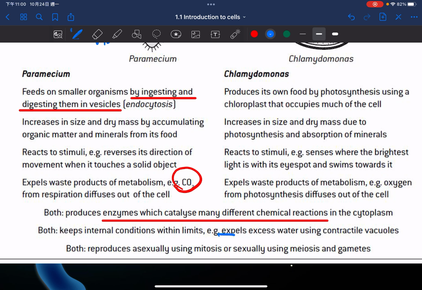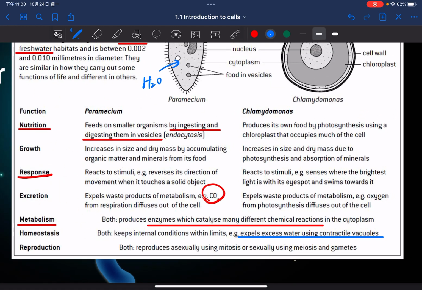For example, it expels excess water using contractile vacuoles. Contractile vacuoles. Okay, in Chinese, 伸缩泡. 伸缩泡. So I believe you know what it is. And the final one is reproduction. Okay, it's the most important thing.